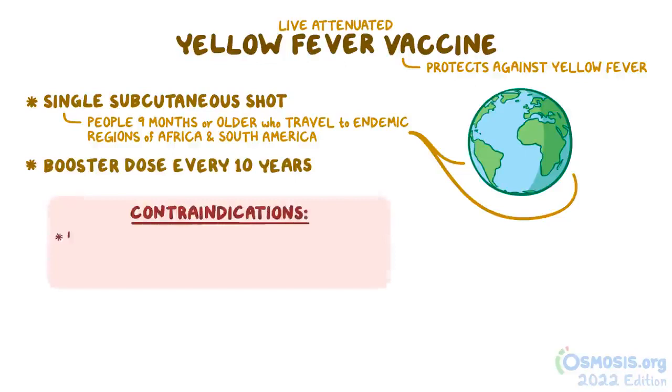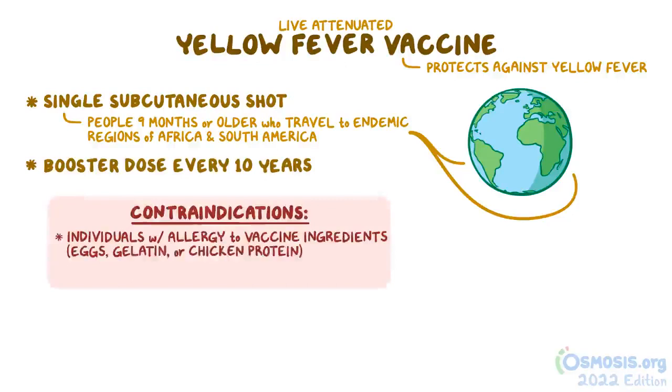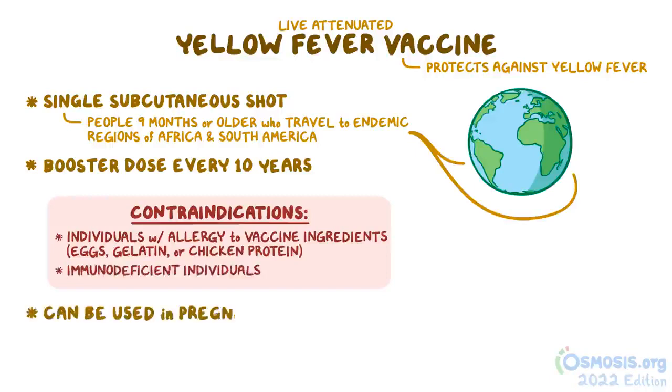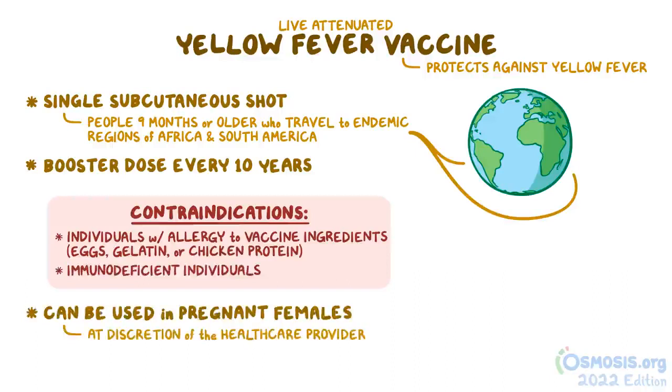It's contraindicated in individuals who have a severe allergy to vaccine ingredients like eggs, gelatin, or chicken protein. And since it's a live vaccine, it's contraindicated in immunodeficient individuals. It can be used if needed in pregnant females with caution at the discretion of the healthcare provider.